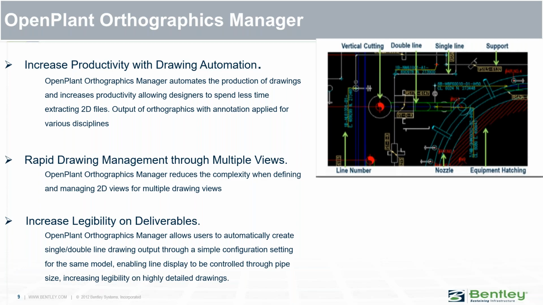So how does it improve productivity? It is because you don't have to put in laborious manual effort in placing the labels, changing the color layer by layer, and putting them in different layers, like how we generally do in 2D software like AutoCAD. Here the majority of such things can be automated. So OpenPlant Orthographic Manager automates the production of drawings and increases productivity, allowing designers to spend less time extracting 2D files.